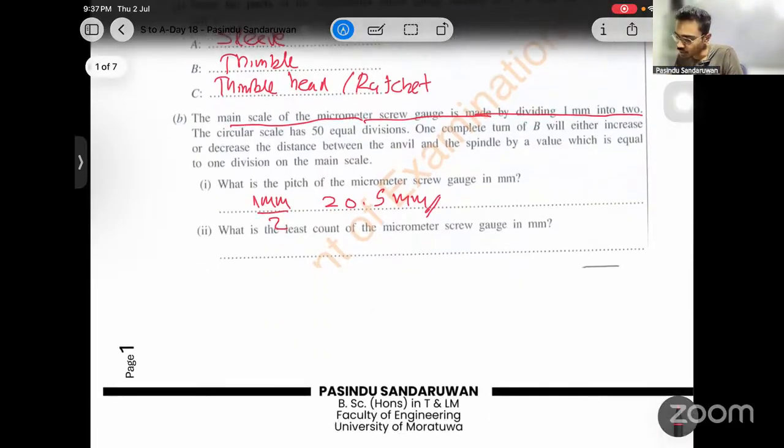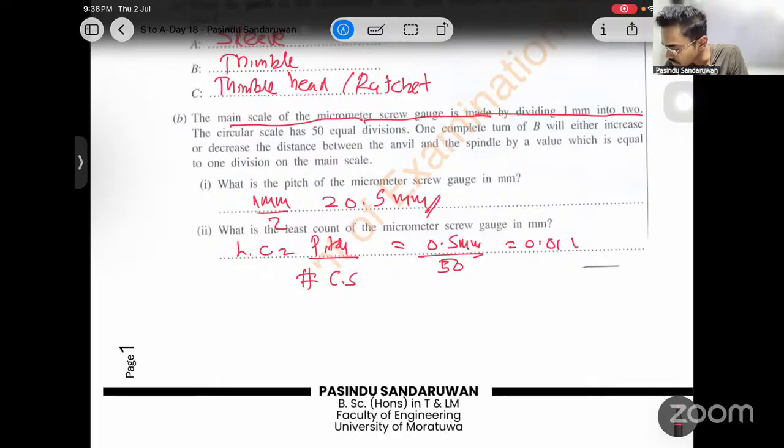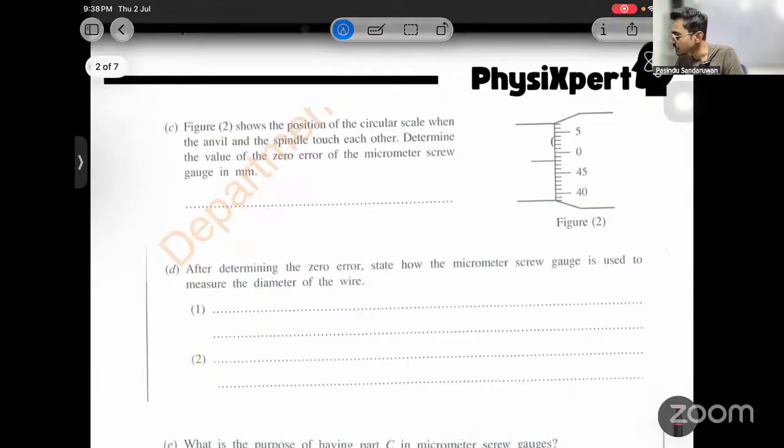What is the least count of the micrometer screw gauge in millimeters? Least count is given by pitch over the number of divisions in the circular scale. I'm writing the equations for your reference; there is no need to write the equations when you are answering this. Pitch here is 0.5 millimeters, number of divisions in the circular scale is 50, so the least count is 0.01 millimeters.